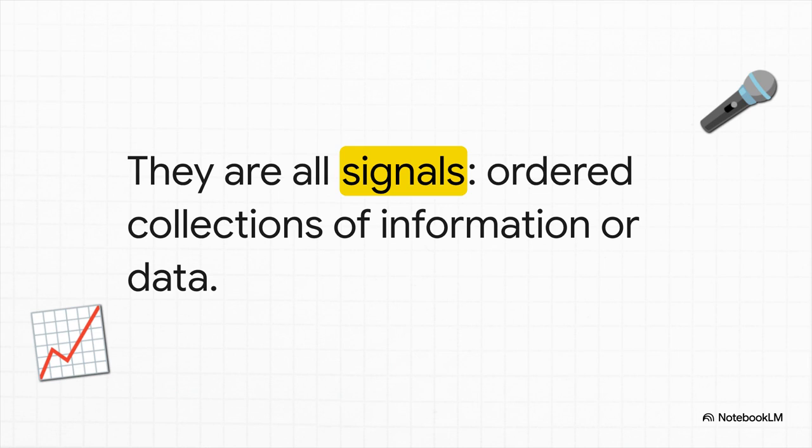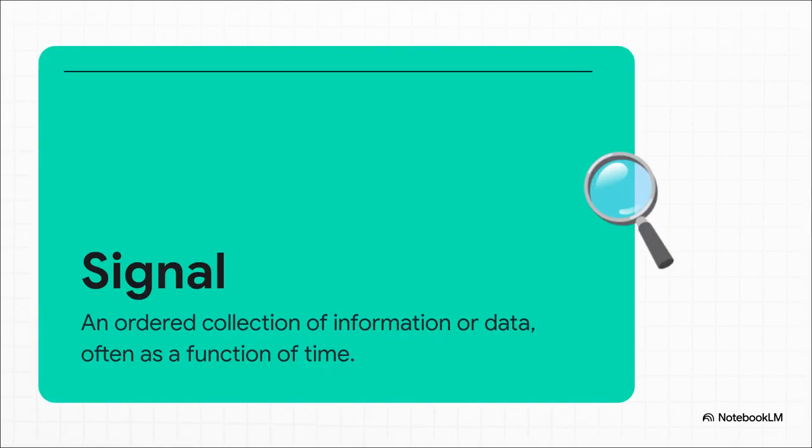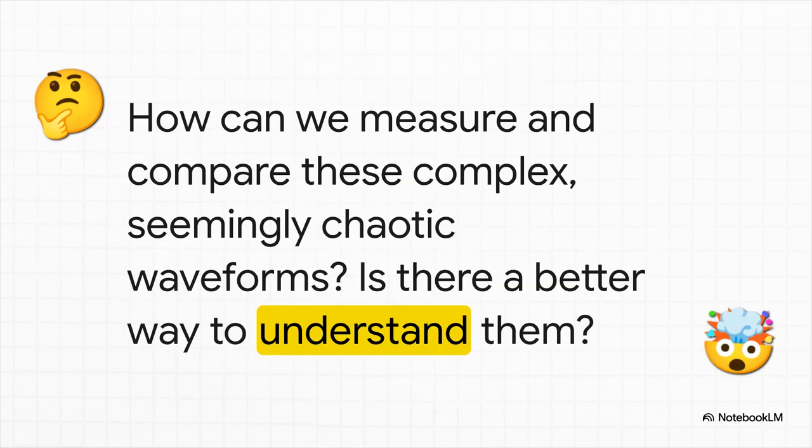But what does that really mean? At its core, a signal is just an ordered set of data. And when you plot that data against time, you usually get these really complex, wavy lines that look, well, let's be honest, kind of chaotic. So that's the big question, right? How do you look at two of these crazy squiggles and know if they're similar or if they're completely unrelated? Just staring at a graph, it's clumsy. There has to be a better, more elegant way to see them.